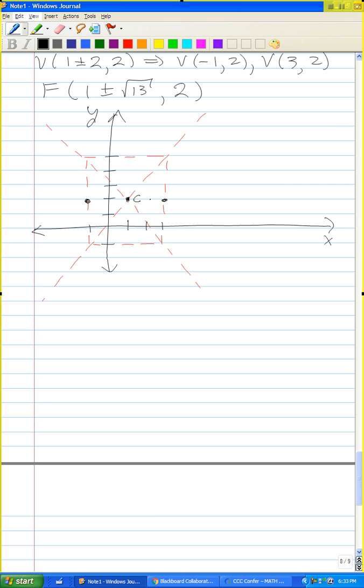So here's my center. Here are my two vertices. And it's 1 plus square root of 13, which is a little over 3, less than 4. So it should be about here. Here are my foci. And so let me draw my hyperbola.